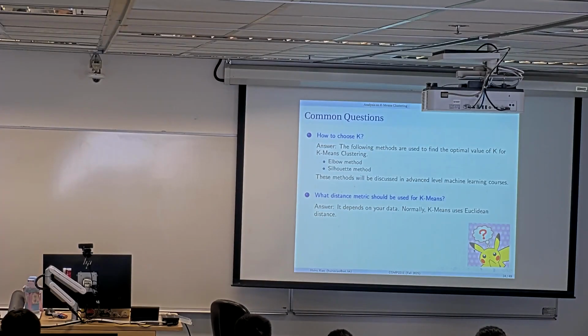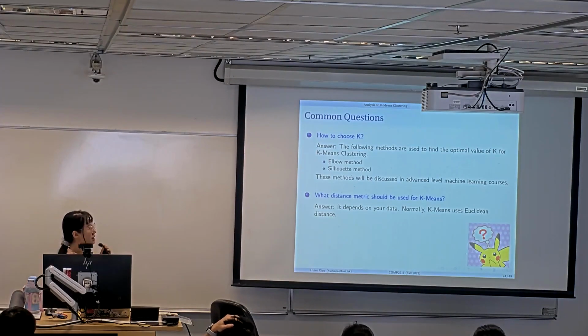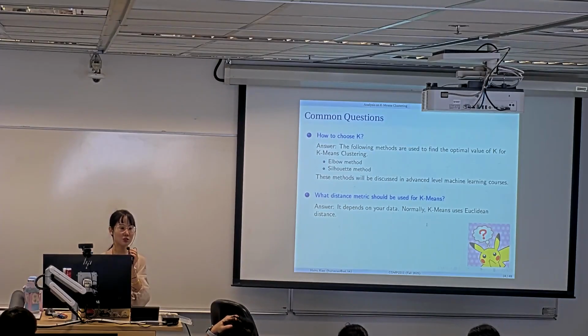Second question, what distance metric should be used for K-means? Of course, it depends on your data. Just like for KNN, there are different choices: Manhattan distance, cosine distance, and Hamming distance, right? So which distance depends on which your data shows the best. But normally, K-means uses Euclidean distance because it's very convenient, and in most cases, the data are naturally captured using the Euclidean distance.